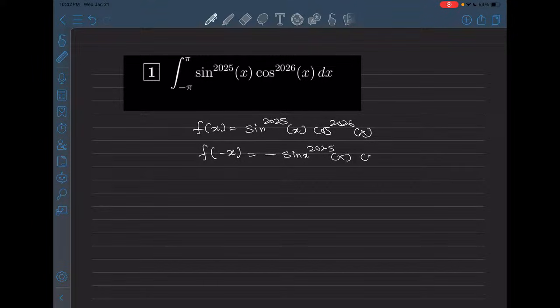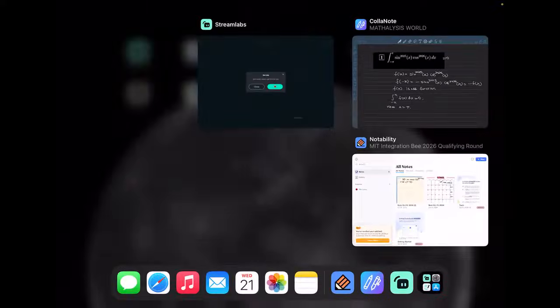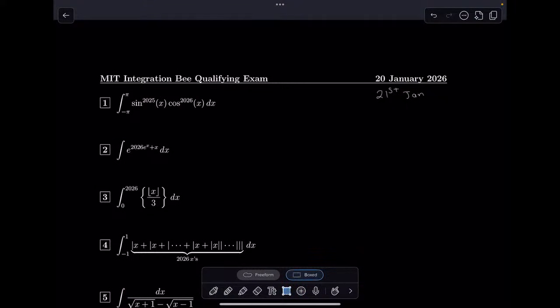Because this is an odd function, we know that if it's a symmetric domain, the integral of an odd function is 0. So here we have a equals to pi, right? That's why the integral is 0. This was an easy one actually. Okay, so we are done with the first problem.